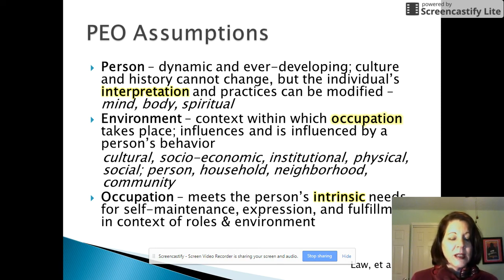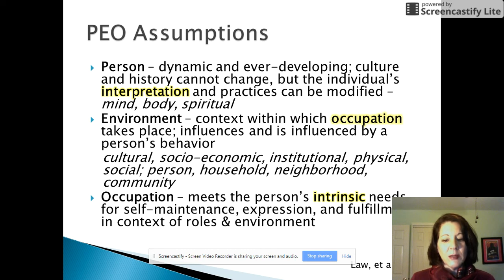In the environment, this model does refer to the fact that we're only looking at the environments or the context. They actually use those words interchangeably to look at where the occupation takes place. So we're not worried about all the environments everywhere. We're looking specifically at where this person conducts their occupations and that particular environment. And then there's a list there which looks similar to the client-centered model, the Canadian model. You remember when we talked about those concentric circles, where you have the person, the household, the neighborhood, and then the community. So it looks at an environment in that way as well.